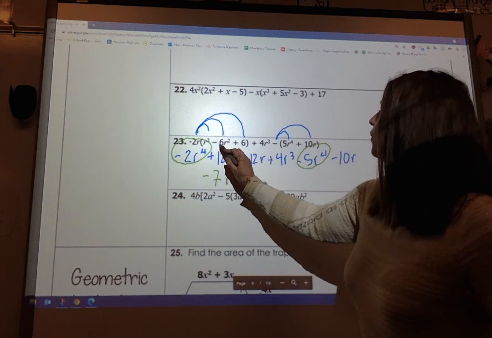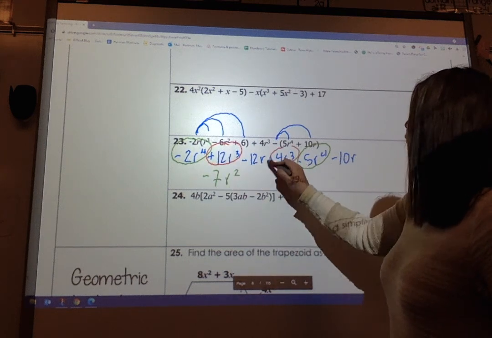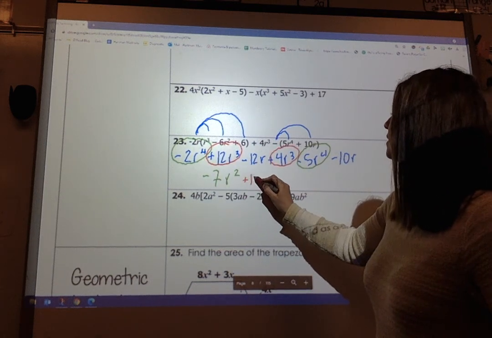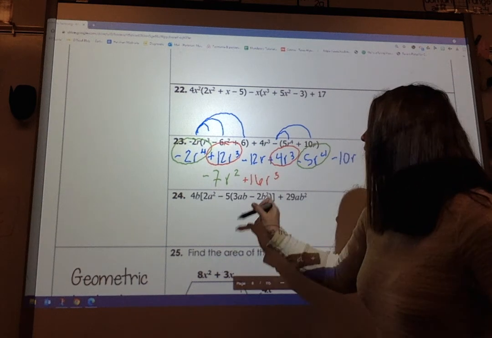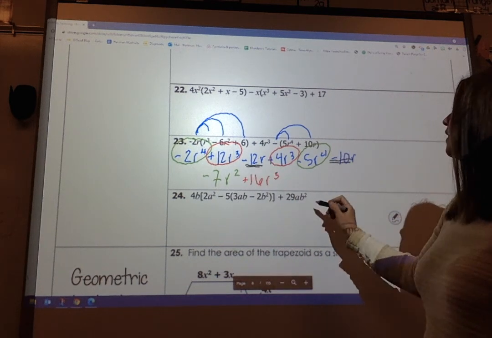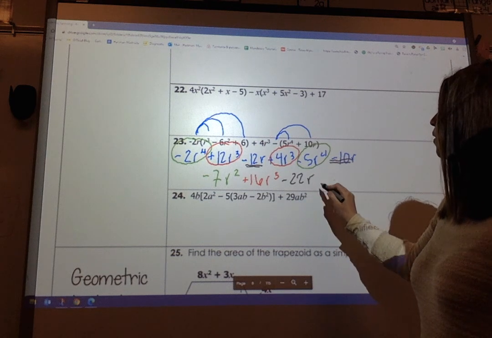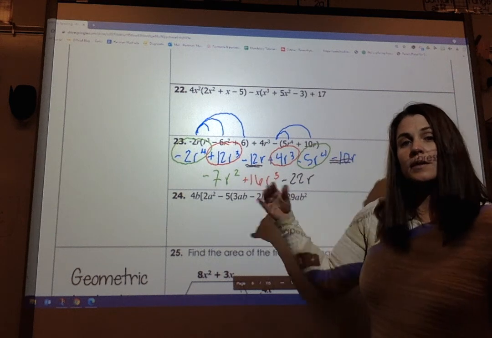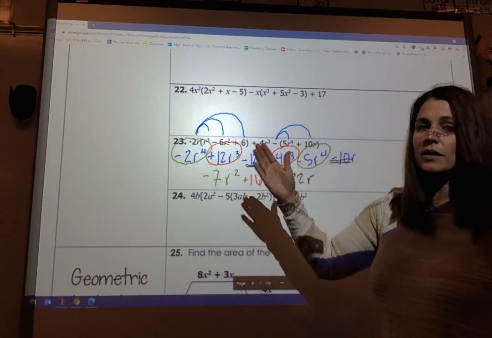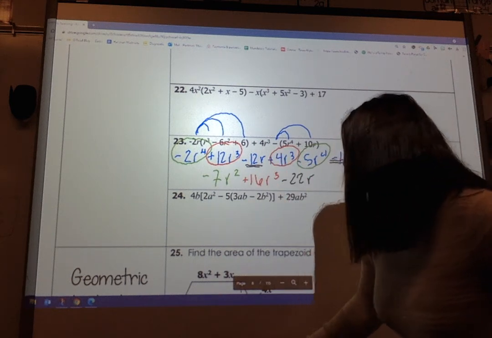My r to the thirds, I have 12r to the third and 4r to the third, which is plus 16r to the third. And then lastly, I have negative 12r and negative 10r, which is negative 22r. So none of these can be combined. This is a polynomial. So a lot of little steps that add up.